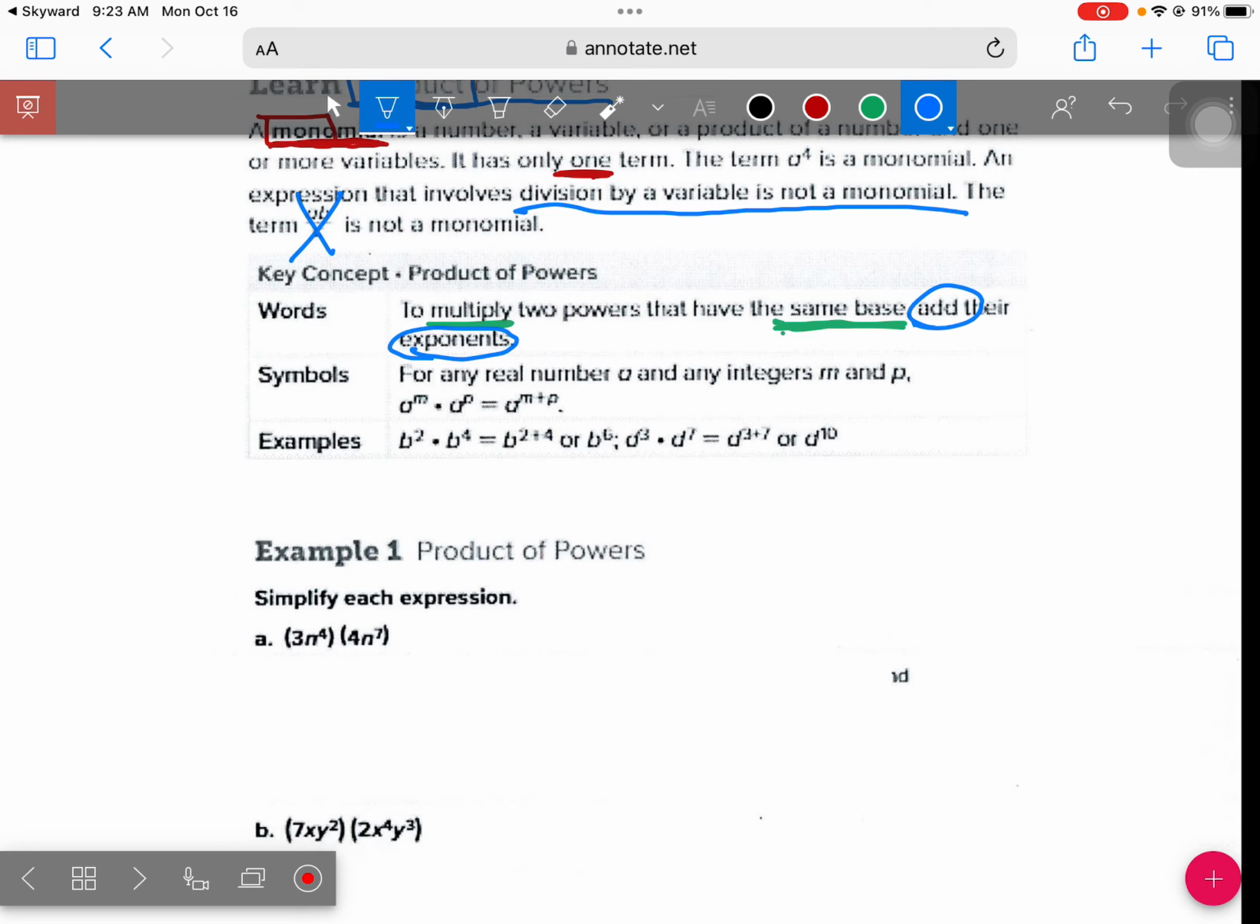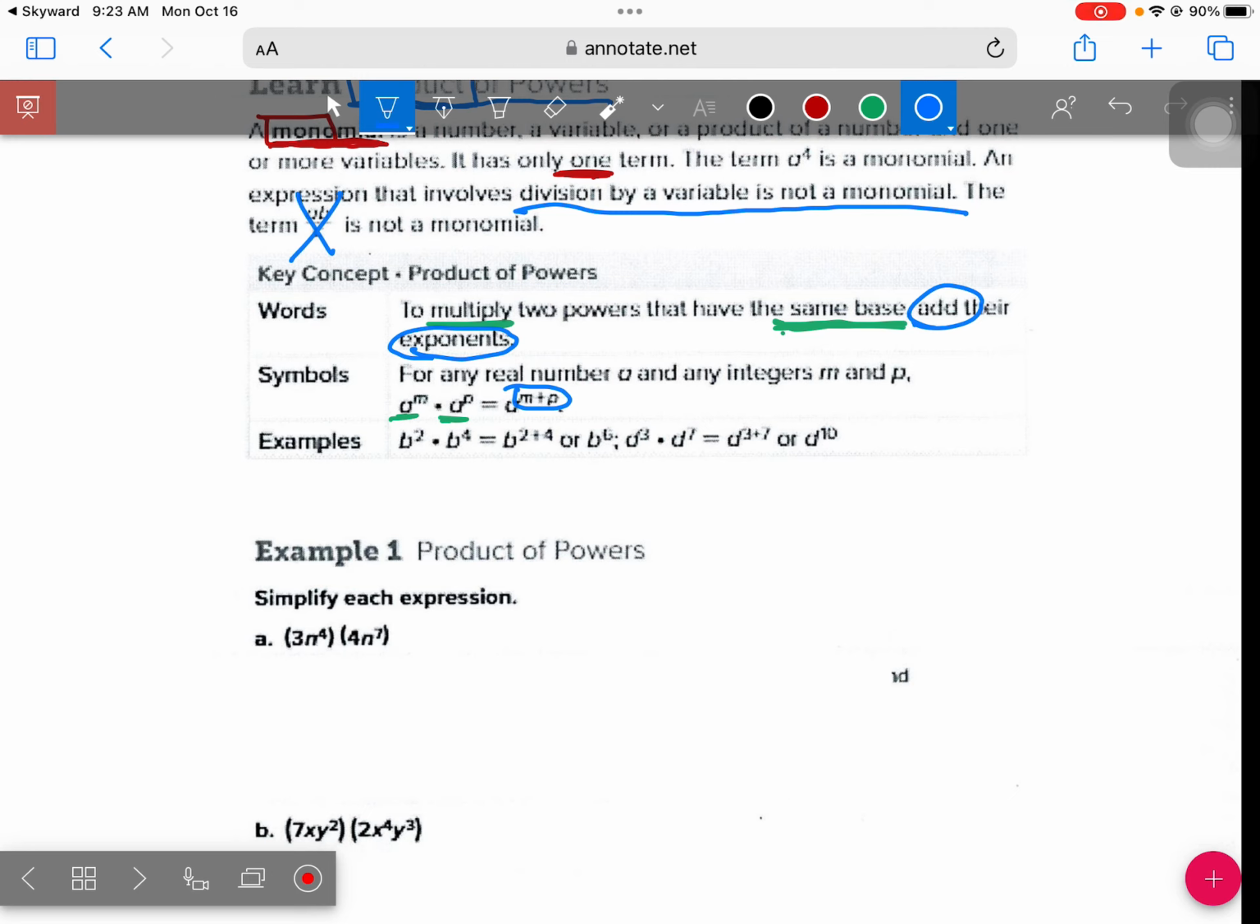So, for any real numbers a and any integers m and p, a to the m power times a to the p power is equal to a to the m plus p. You keep the base, and you add the exponents. And then it gives you an example. b to the 2nd times b to the 4th is b to the 2 plus 4, or b to the 6th.